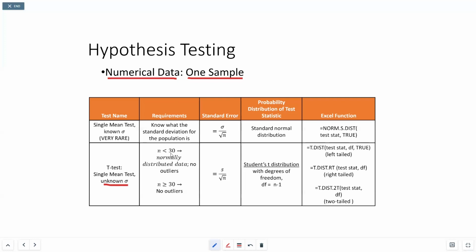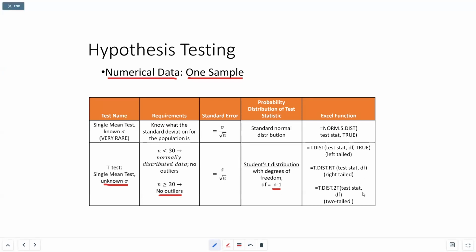If n is less than 30, the sample size is less than 30, we need to know that the data is normally distributed and there are no outliers. If the sample size is greater than or equal to 30, we can assume we're close to normally distributed, but we also need that there not be any outliers. So that's a second requirement. The standard error is almost the same. It's s divided by the square root of n. This test statistic will follow the student's t distribution with the degrees of freedom n minus 1.